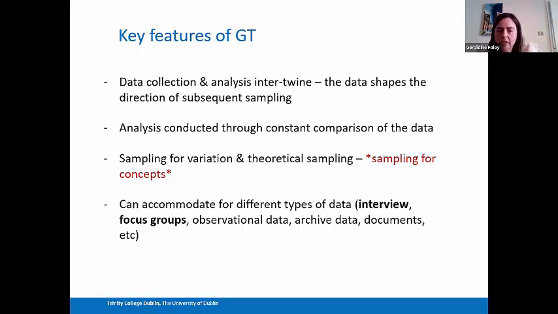As I said, GT can accommodate different types of data, but I would say interviews and focus groups are the most common methods of data collection, particularly in palliative care research when we're accessing vulnerable groups.